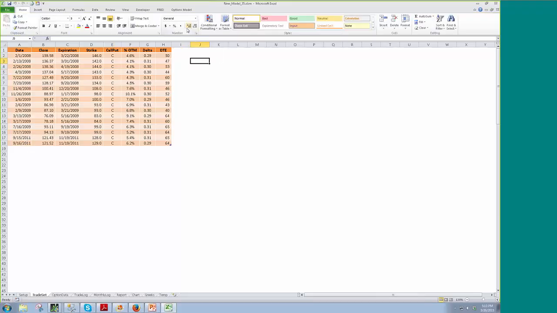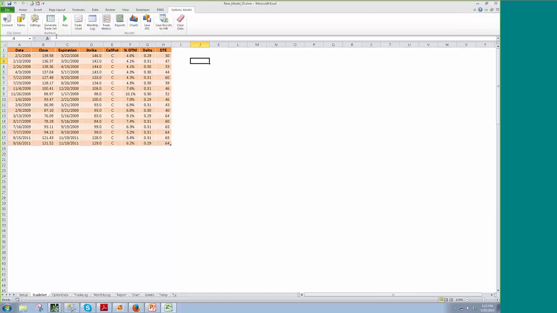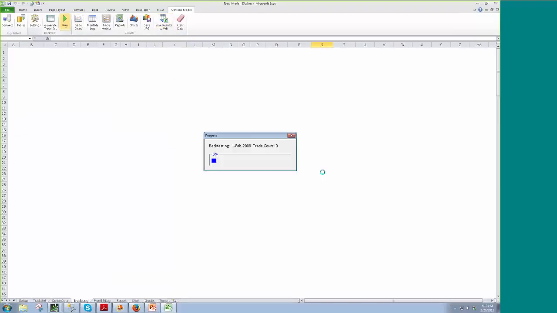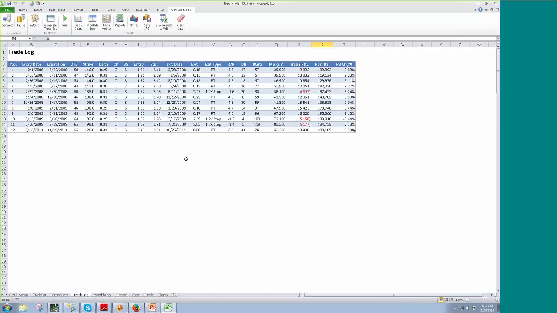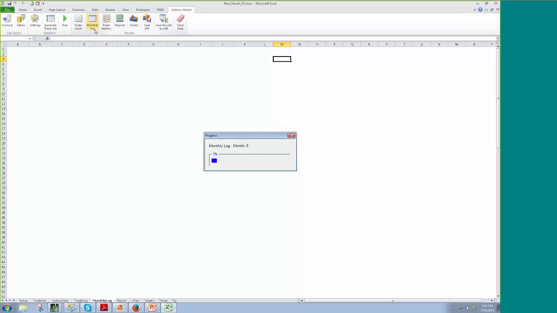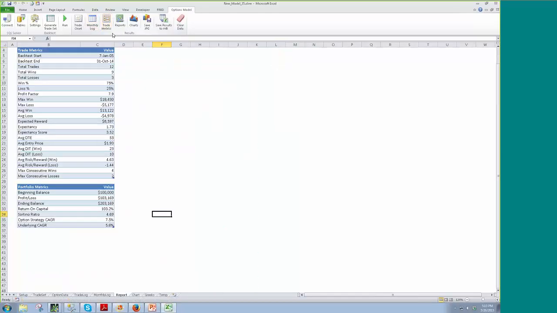So this is a system that's designed for really downtrending markets. And so here we go. It did quite well during this period of time. If we look at the monthly log, and let me look at the trade metrics here.